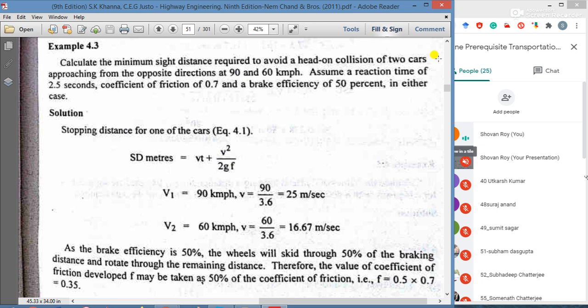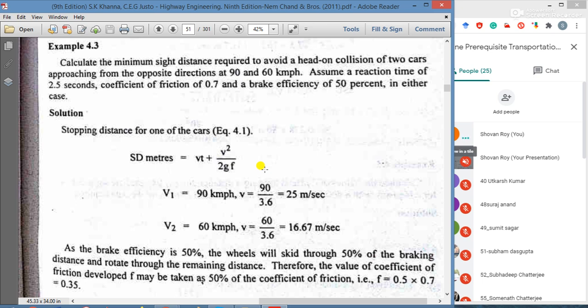Next, V2 is 60 km per hour. Now let's convert this 60 km per hour. The value is 16.67 meter per second. Now this is important, listen: as the brake efficiency is 50%, the wheels will skid through 50% of the brake distance and rotate through the remaining distance. So the efficiency of the brake is 50%.